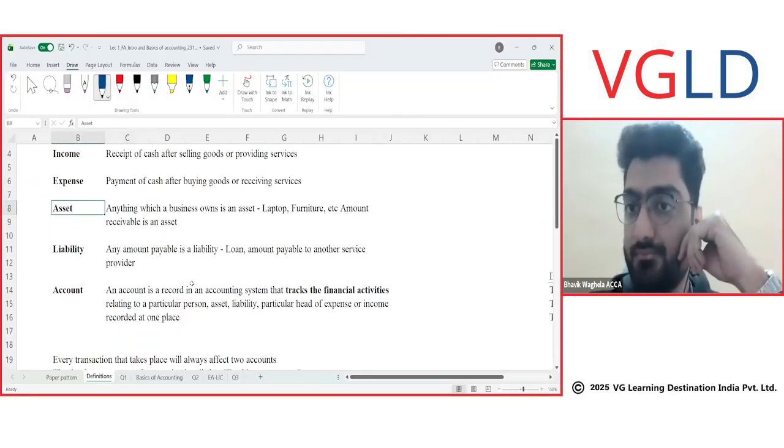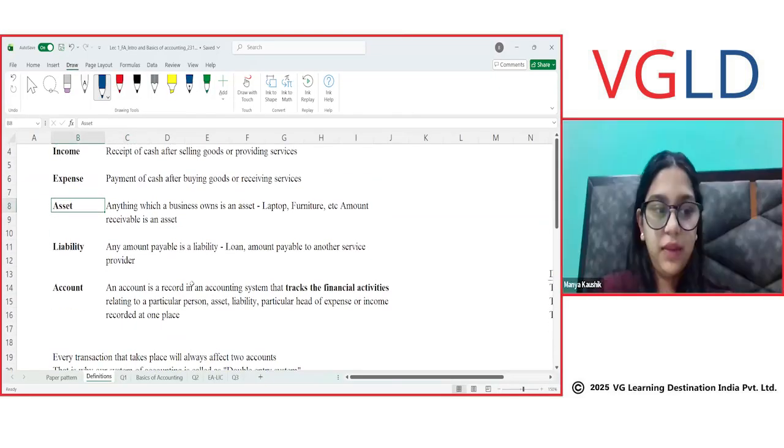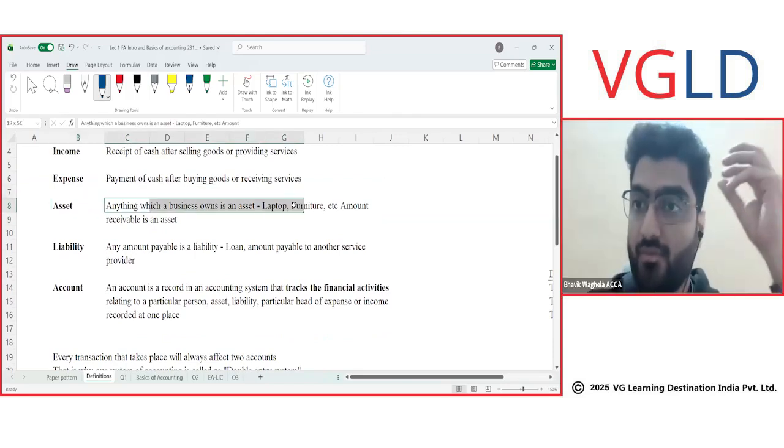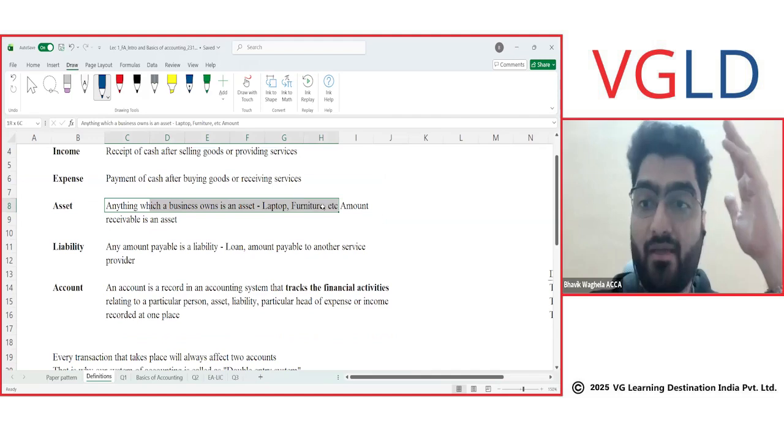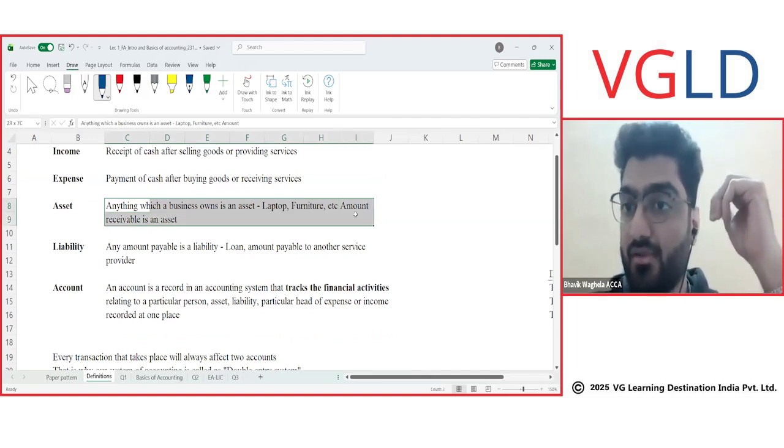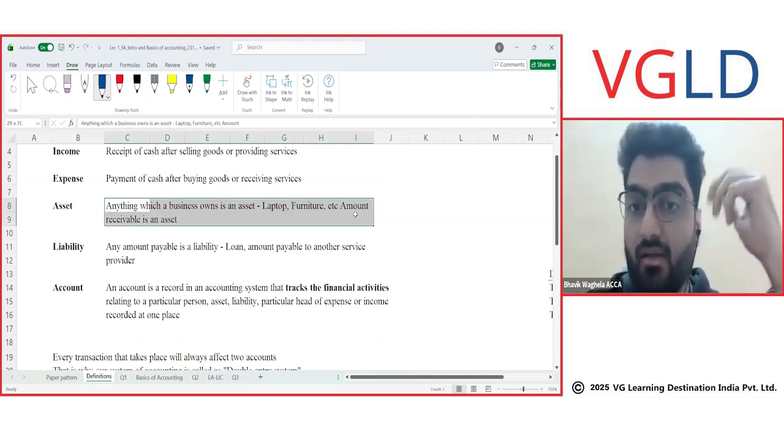So, everyone understood the definition of asset? Yes, sir. Some examples of assets are laptop, furniture, vehicle, mobile phone, air conditioner, and so on.